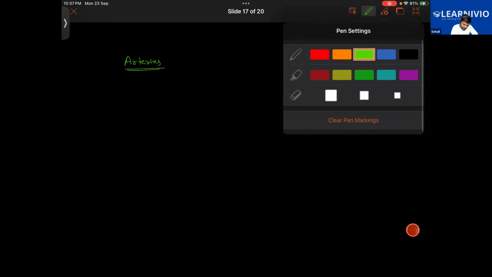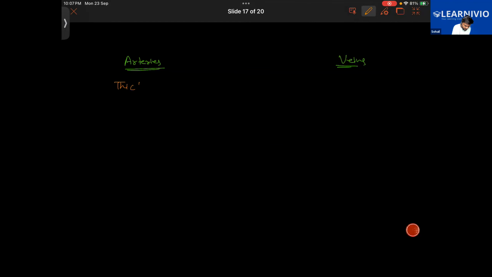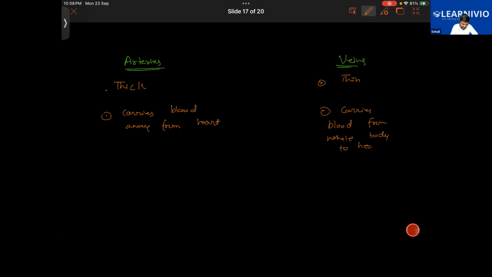And for veins, I wrote veins have a thin wall and carry blood back to the heart. From where? From the whole body. Okay, so yes, it carries the blood from the whole body to the heart, and from the heart, the blood then goes to the lungs. So it will be: carries blood from whole body to heart.